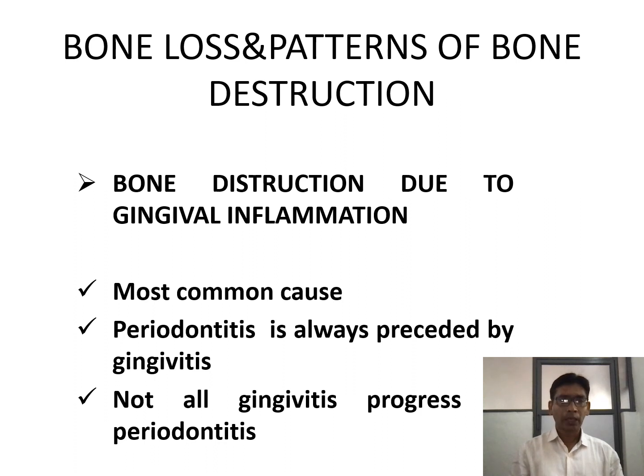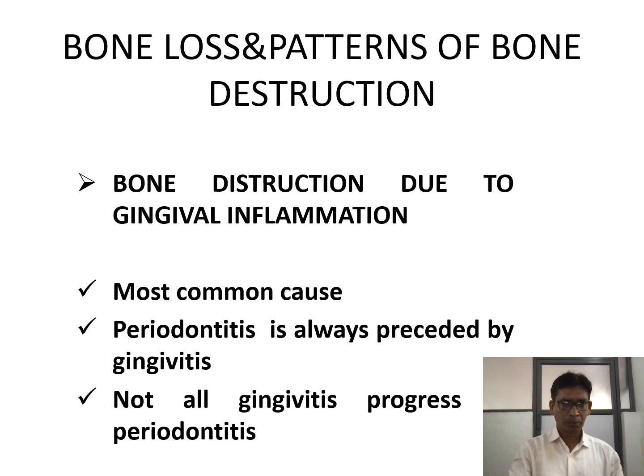And as you all know, most periodontitis is always preceded by gingivitis, and similarly, not all gingivitis will progress to periodontitis. So once there is bone destruction, it is important for us to assess the pattern and extent of bone loss and how the bone loss occurs, so that we can formulate a treatment, and based upon that we can give proper treatment for the prevention of periodontal disease.